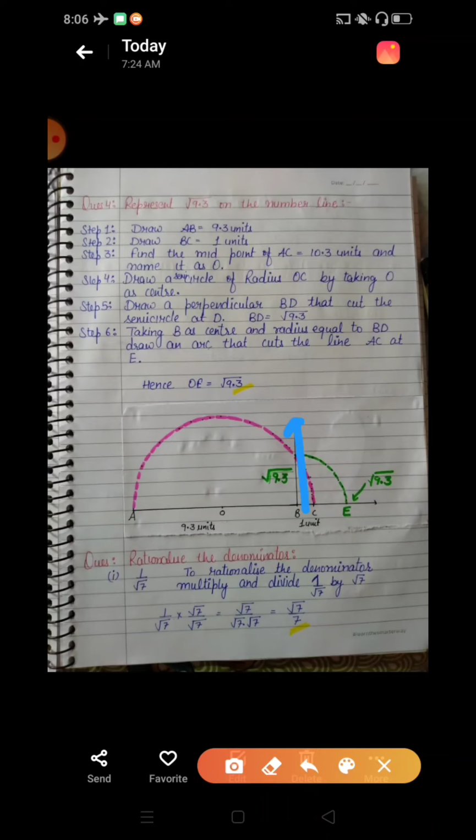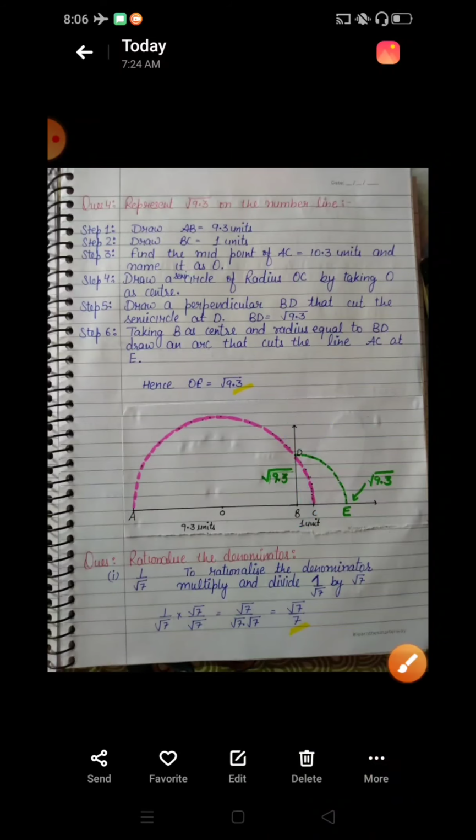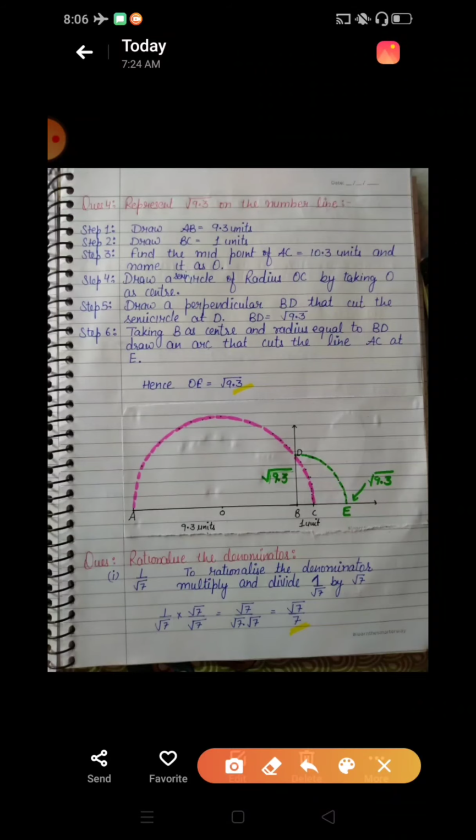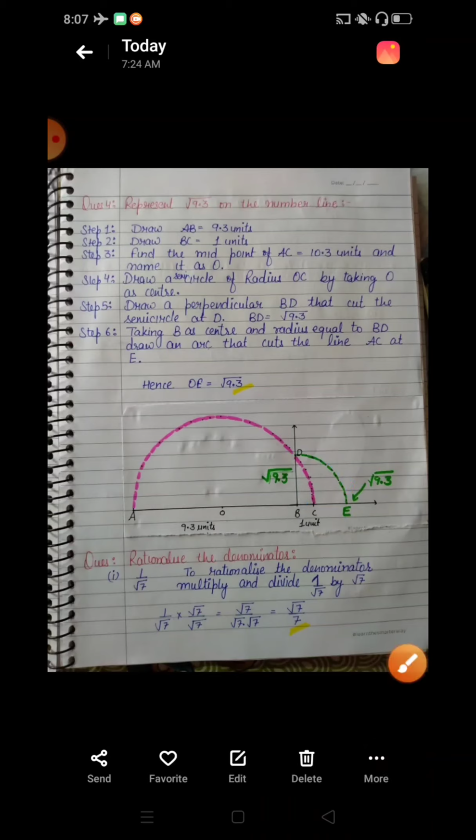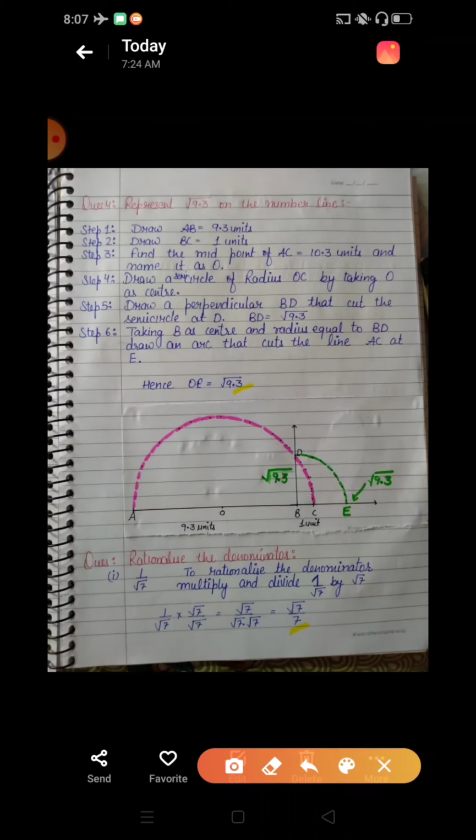Now the next step is, you have to measure this BD value with the help of your compass. You have to place the pointer at point B and the pencil side at point D. You will measure this value with the compass, place the compass at point B, and then make an arc like this. This point E where it cuts the line AC is your root 9.3.